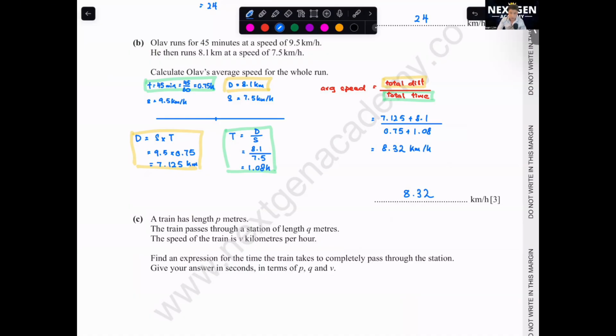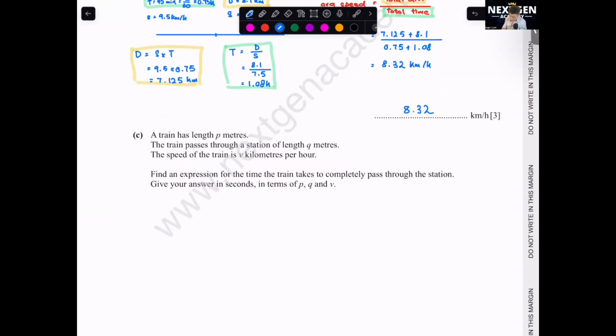Okay, you all remember this train question before? We have discussed this specific type of question quite a number of times. The train goes into the station, then needs to pass through completely. How does it look like? Imagine you got this train, then you got this track. The train is P meters long. Then here is Q meters. So both of these will be your distance. Then the speed of the train is V. So this one is D and D. Speed is V kilometers per hour.